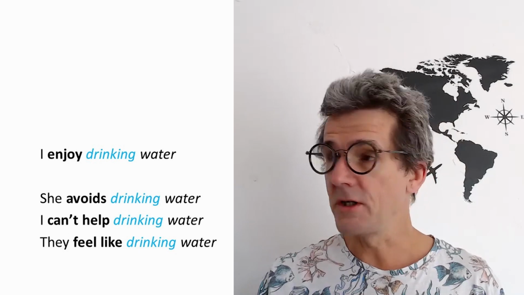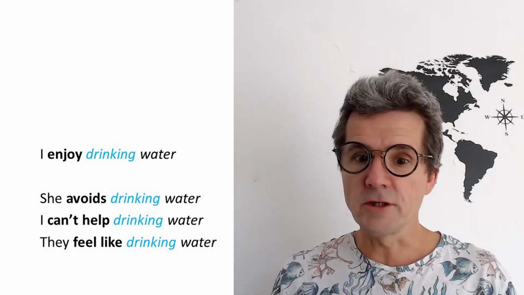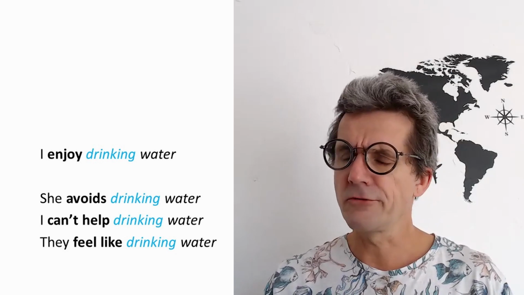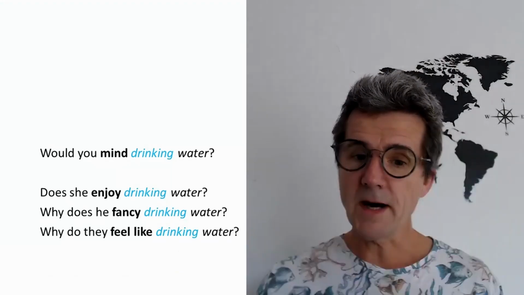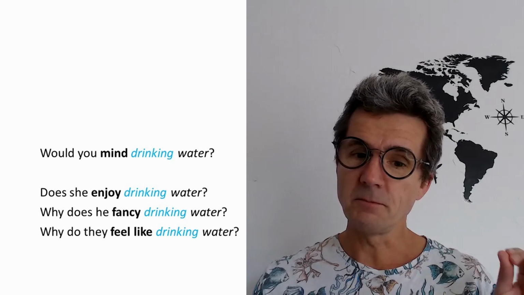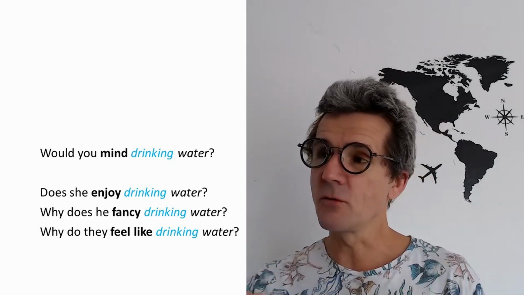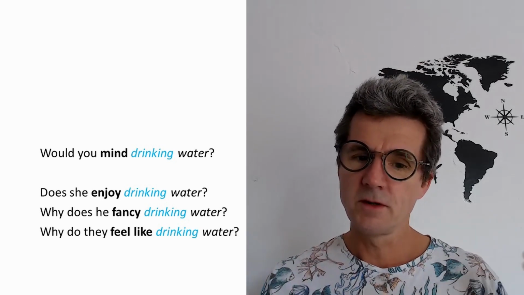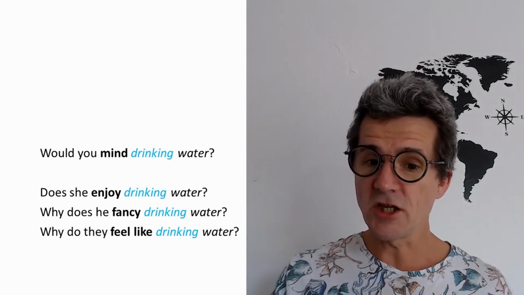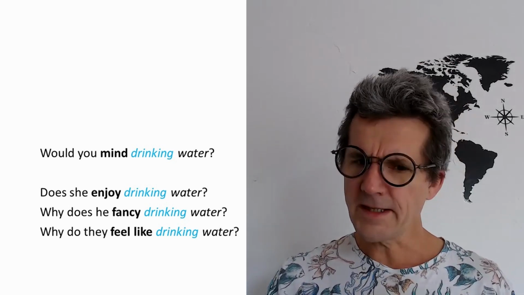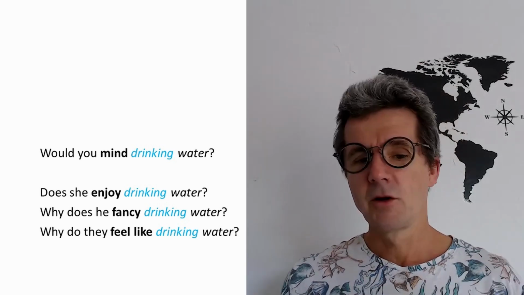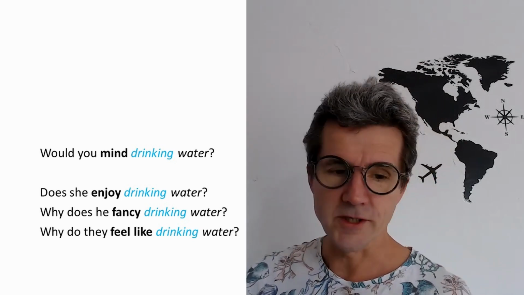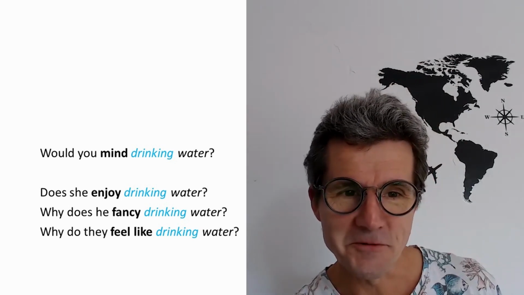A couple other examples with other verbs. She avoids drinking water. I can't help drinking water. They feel like drinking water. Would you mind? Would you mind drinking water? Mind is also a verb that needs a type 4 afterwards. And also in the question form, the verbs we used before: does she enjoy drinking water? Why does he fancy drinking water? Why do they feel like drinking water? So a lot of drinking water.